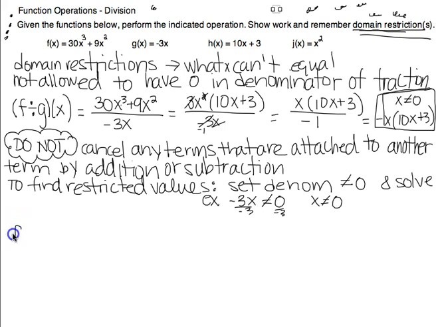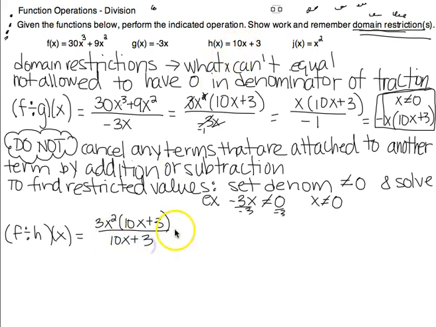So we're going to do f divided by h of x. So f, same function, and this time I'm just going to write it in its factored form since we already factored it before. Divided by h, which is 10x plus 3. Now, you can see I picked these examples very specifically.